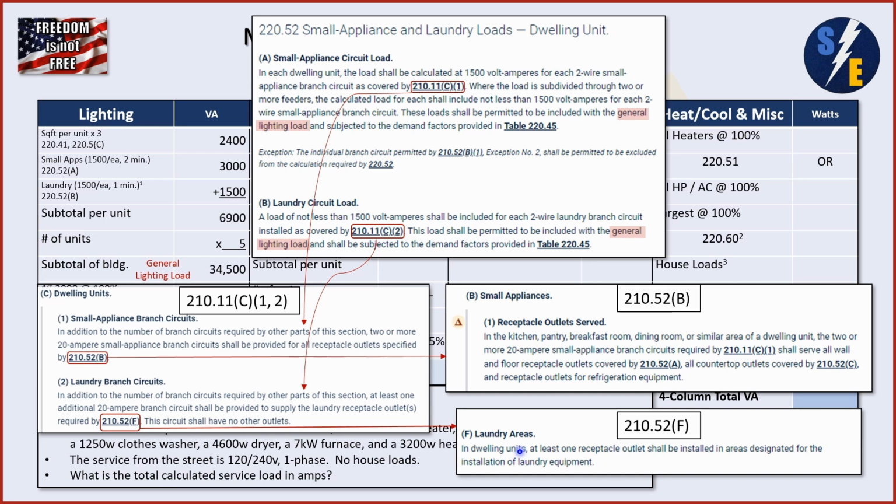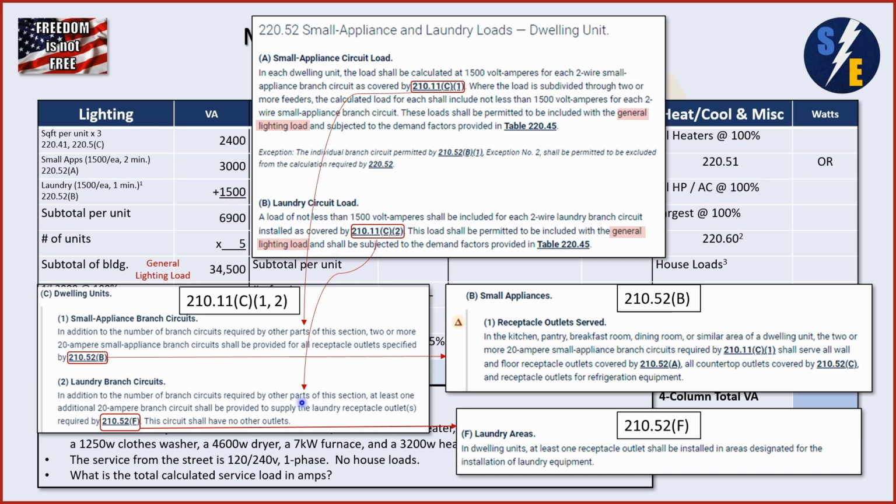right here. 210.52f says, in dwelling units, at least one receptacle outlet shall be installed in areas designated for the installation of laundry equipment. So that's important because it's telling us that if we have an area designated for laundry, then we have to put provisions for a laundry circuit in there, and we have to work it into our calculation. So as a recap, we're told that we need at least one 20 amp branch circuit, and it's got to be rated at least 1500 VA. So that's what we have here. One minimum, 1500 each. There we go, 1500 for a laundry circuit.